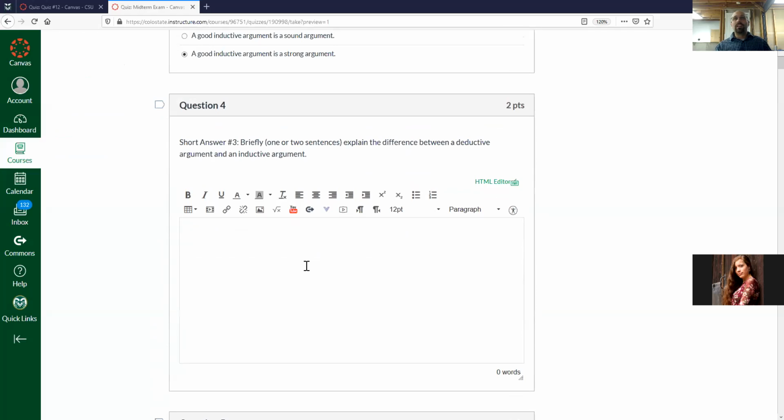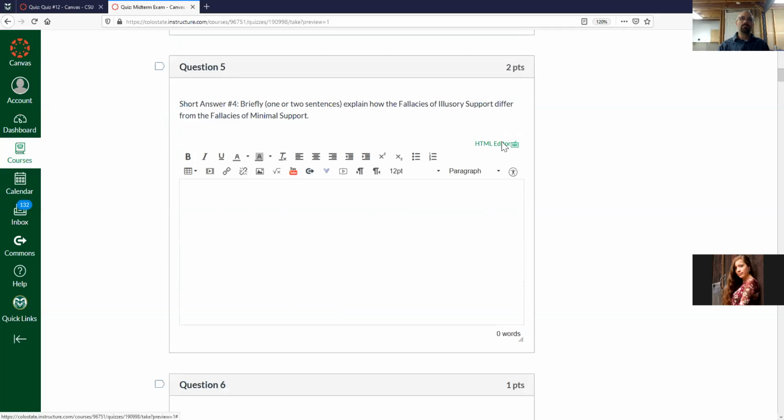So explain the difference between an inductive and deductive argument. I basically just talked through it. Deductive arguments, the conclusion follows with certainty. Inductive, the conclusion just follows with some degree of likelihood. It's a lower standard, and that really does matter in terms of how we are going to evaluate some of these questions. We need to hold the inductive arguments to a lower standard than we held the deductive ones to.